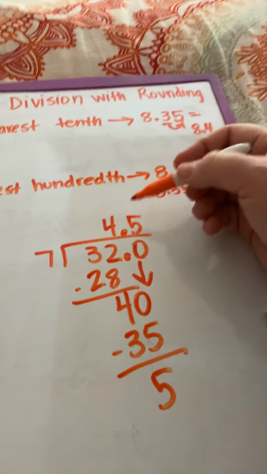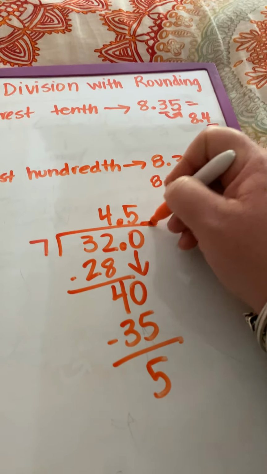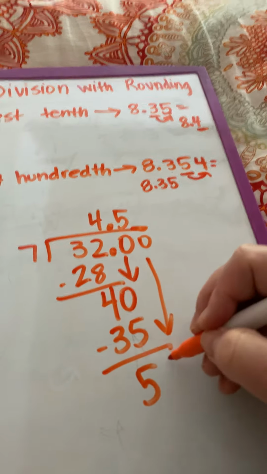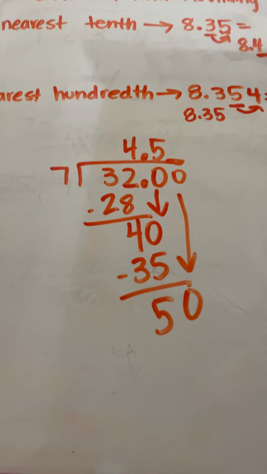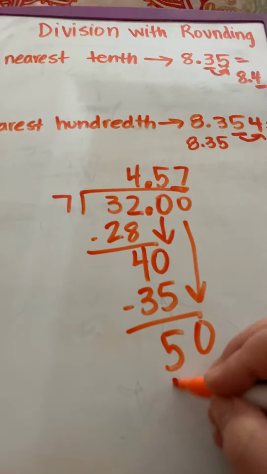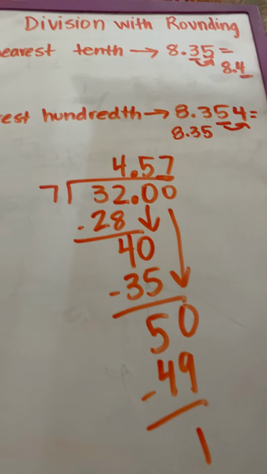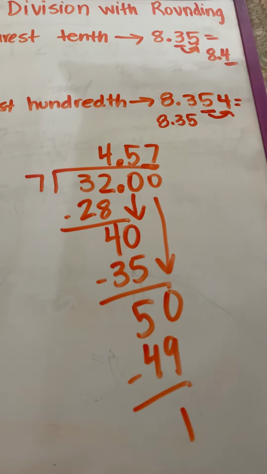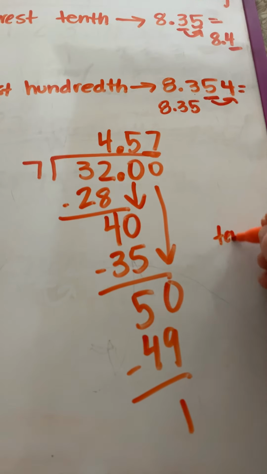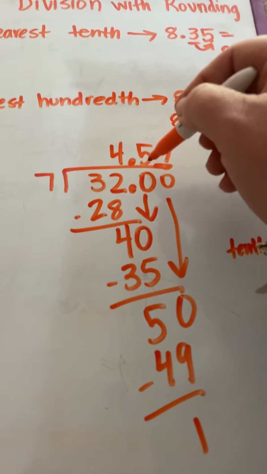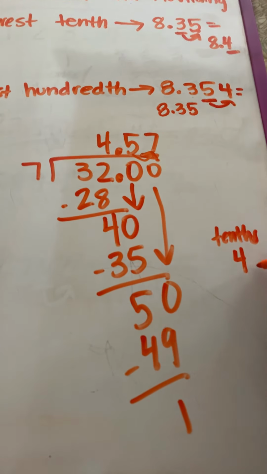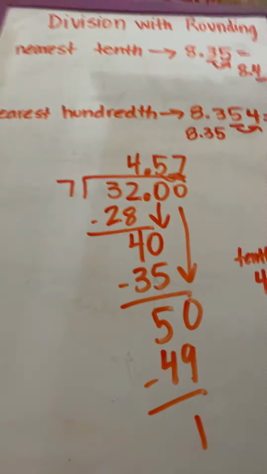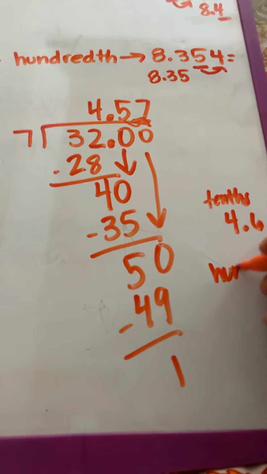Okay. If I'm going to the 10th spot, I got to get a number right here. So I'm going to go again. How many times can 7 go into 50? 7 times 7 is 49, right? And that's a 1. So if I was going to make my answer the tenths, I would underline the 5, look behind, and my answer would be 4 6/10.